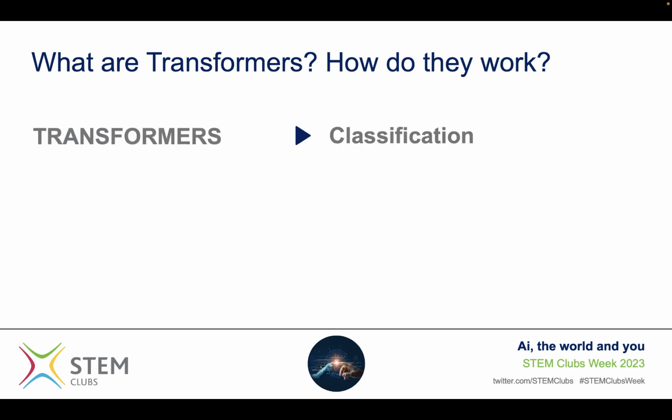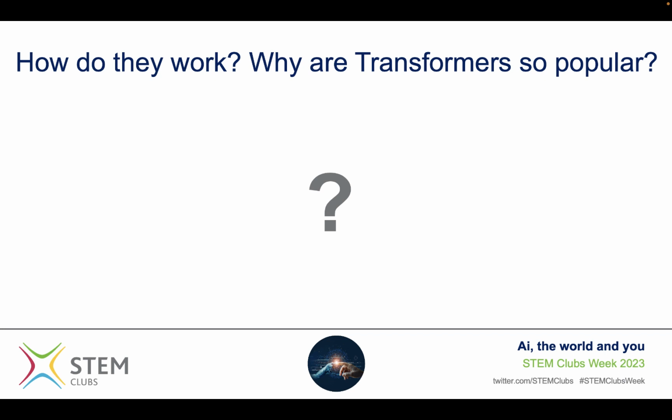So transformers are really good in classification tasks. They're very good in summarization tasks, so text summarization. They're also very good in text translation tasks and many others, for example, question answering and so forth. But how do they actually work, and why are transformers so popular?